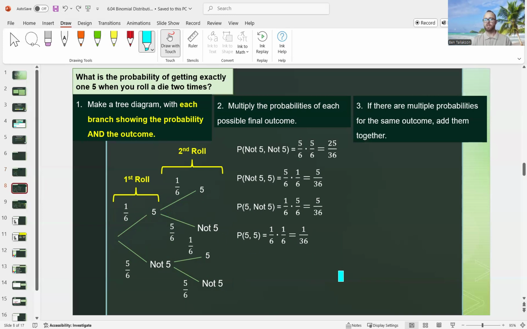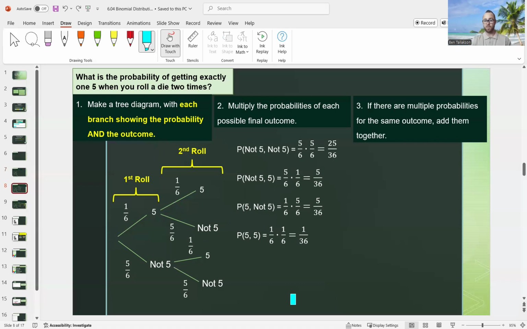Hopefully you got something like this. Not a 5 and not a 5. Well, you're multiplying those two probabilities together, 5/6, 5/6. You see that there. And so on, right? Not a 5 and then a 5, 5/6 times 1/6. Boom. And you keep working these out, multiplying for every possible final outcome.